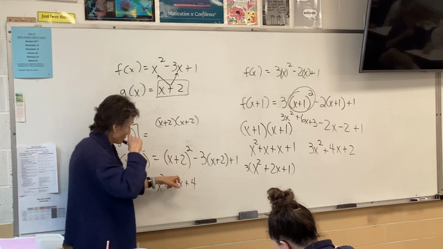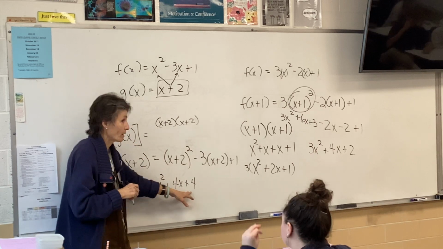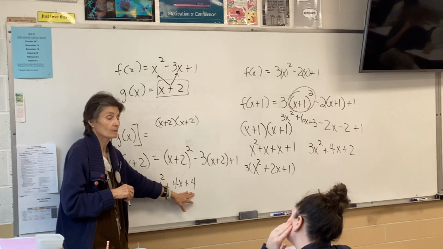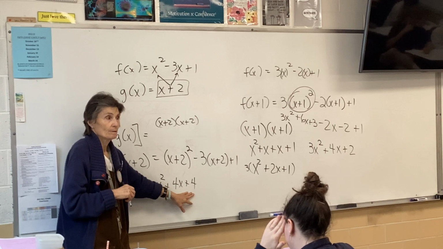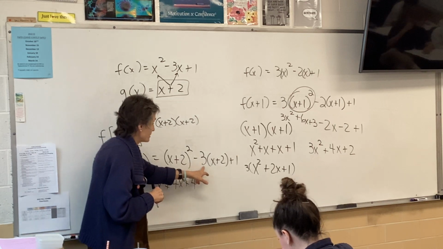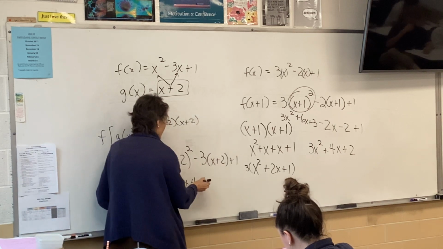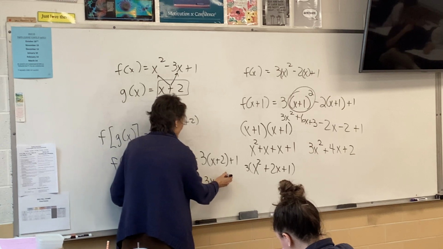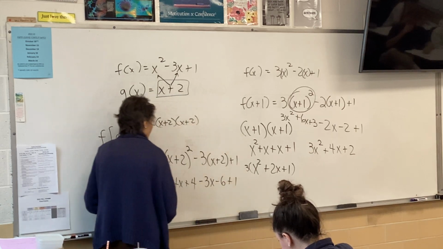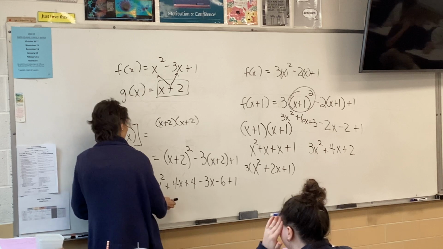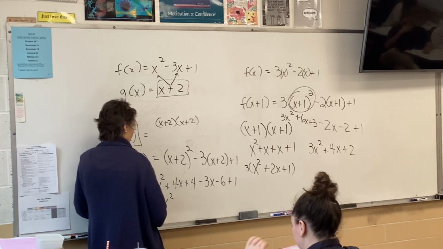So collect your like terms. I got x squared plus 4x plus 4. Now we gotta distribute here, so that'll be minus 3x minus 6. And then we'll collect like terms.